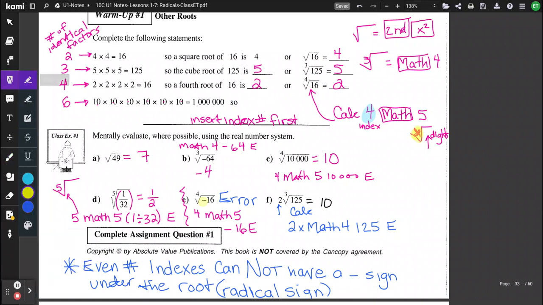So just like I said, if you take this little part first, if you just take the cube root of that number, you're going to get a 5. Then you're multiplying it by 2.